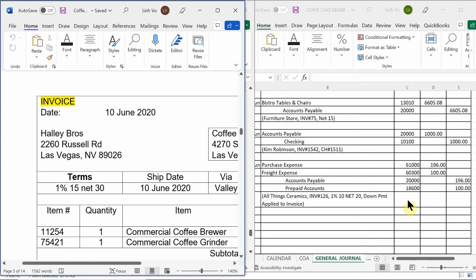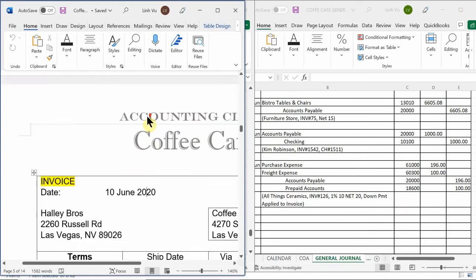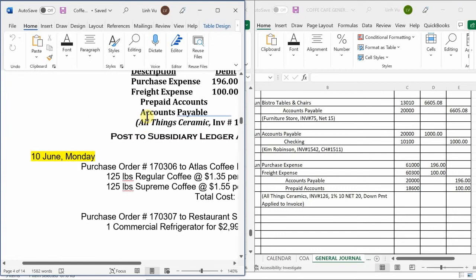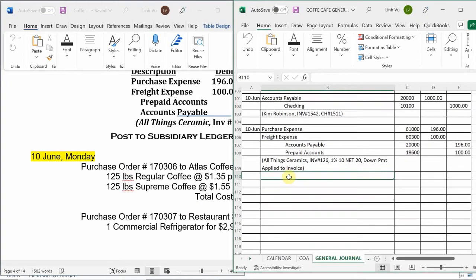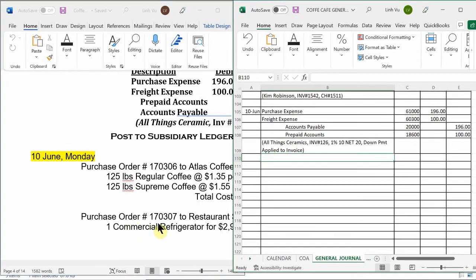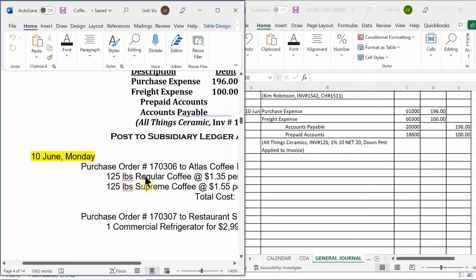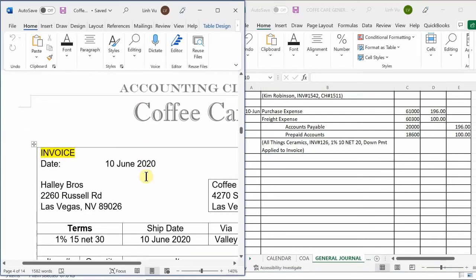Right, so this is where we last left off. Our last thing that we did was we recorded our purchase orders for the coffee and that we purchased the refrigerator. That wasn't an entry in there, but it was something that we had to update for our purchase orders. So this is where we last left off, okay?